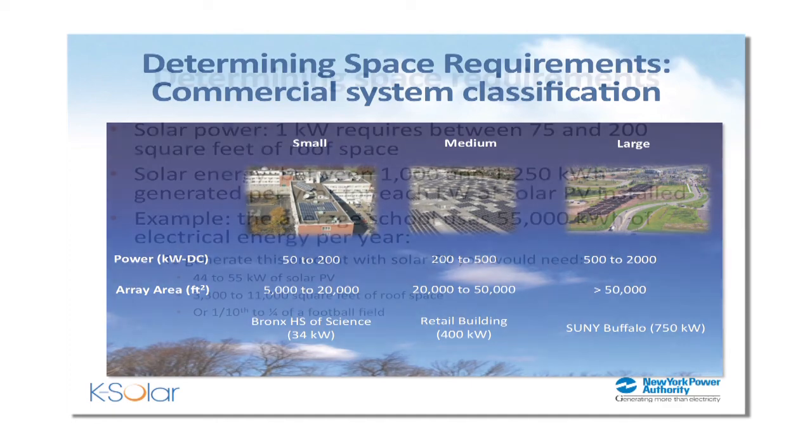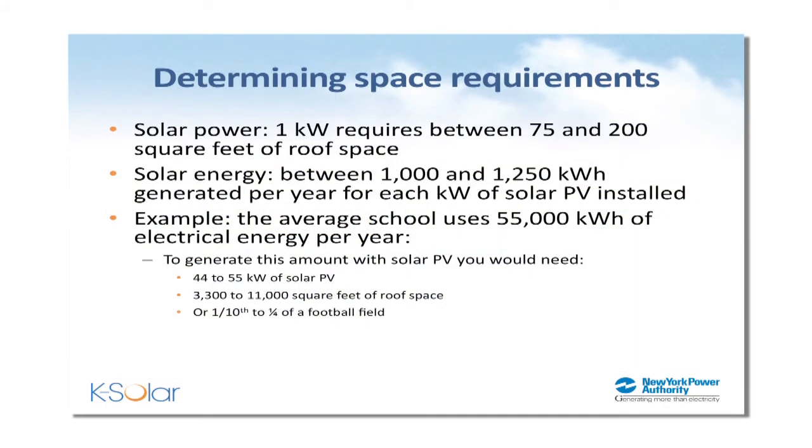for this program. In terms of determining your space requirements, this is the kind of work we'll be doing in the site survey that we give you. The rule of thumb is for solar power, about 1 kilowatt of solar power requires anywhere from 75 to 200 square feet of roof space. This all depends on orientation, a couple of other factors, but it gives you a rough idea of how much space is required to get to the kilowatts you need.